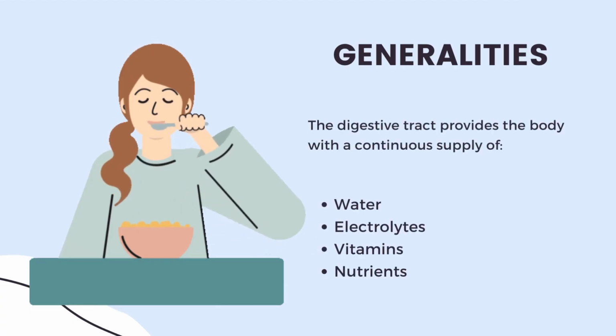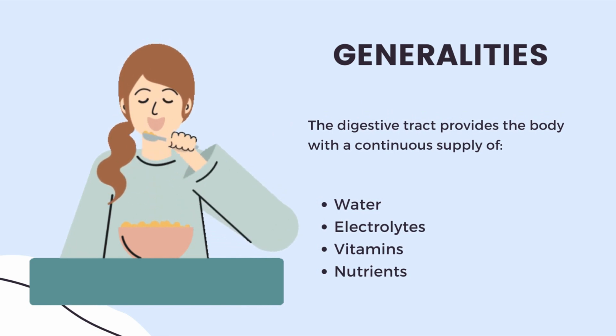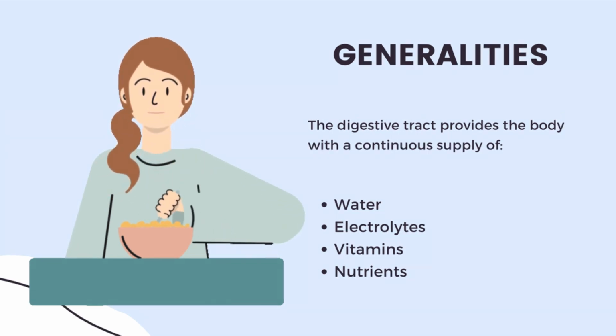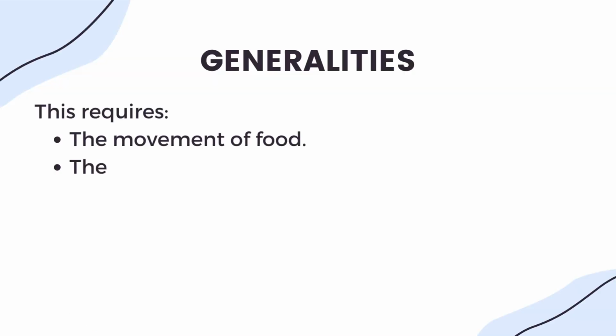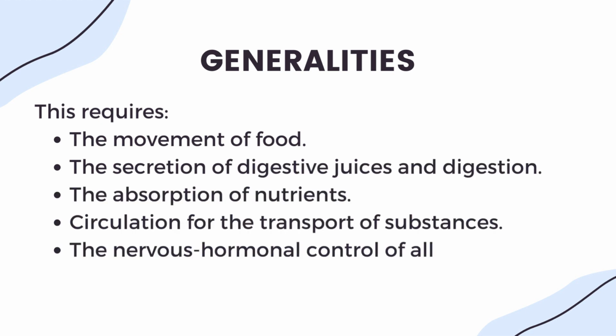The digestive system provides the body with a continuous supply of water, electrolytes, vitamins, and nutrients. To do this, our digestive system has to perform several functions such as the movement of food, the secretion of digestive juices and digestion, the absorption of nutrients, the circulation for the transport of substances, and the nervous and hormonal control of all these functions. Each function will be discussed in its respective class. In this class, we will discuss the basic principles of motility and nerve control.